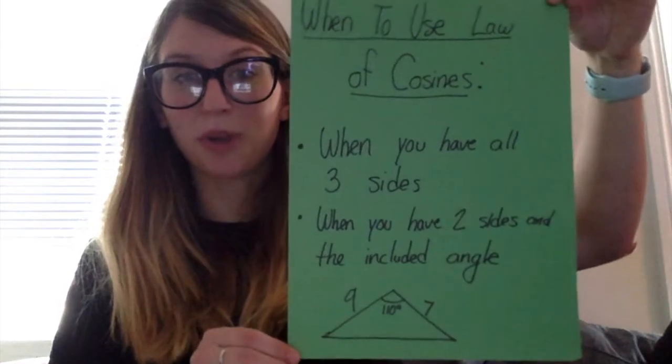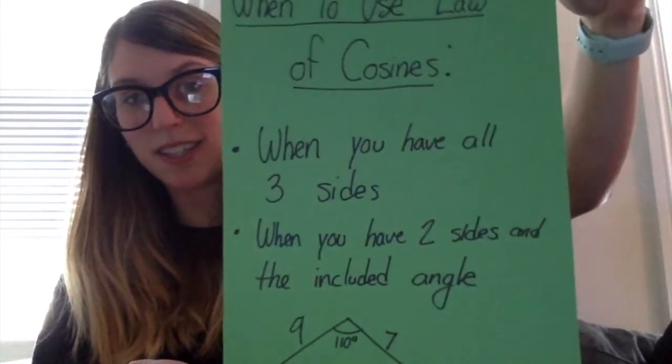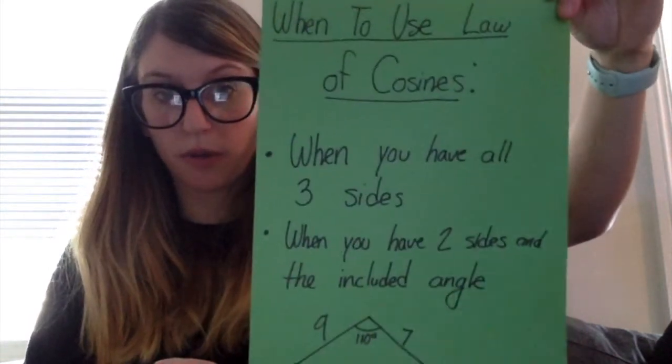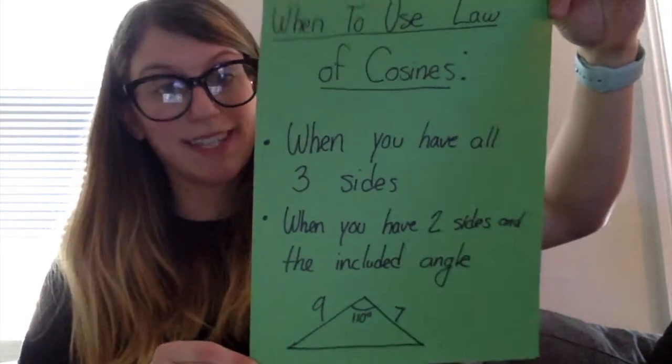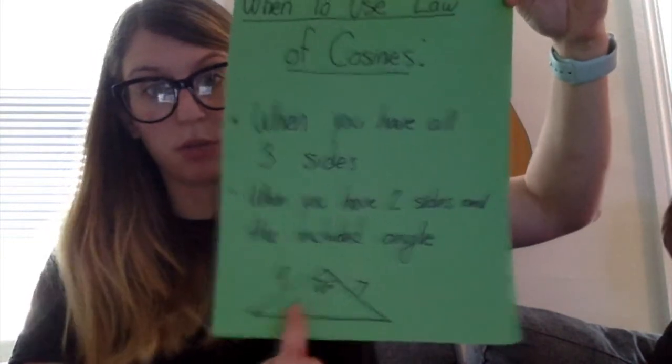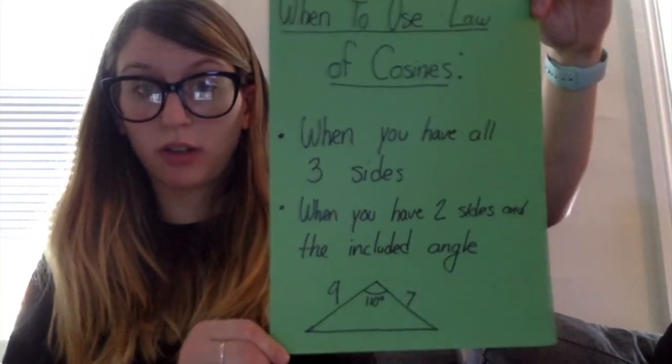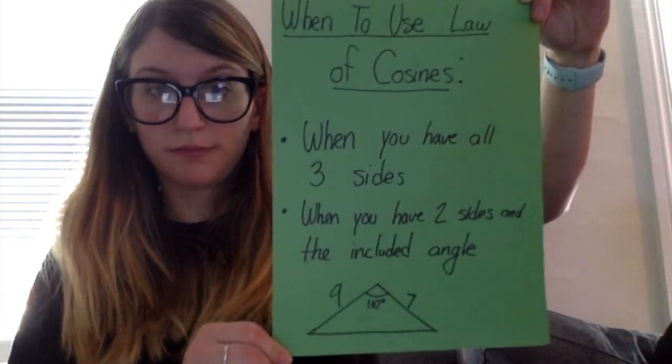Before I forget, because I totally did, this is when we can use law of cosines. And you can write this if you need to. When you have all 3 sides, you can use law of cosines. Or when you have 2 sides and an included angle, see how it's in between? That's when you can use law of cosines. So if you need to pause and write that down, that's great, please do it.